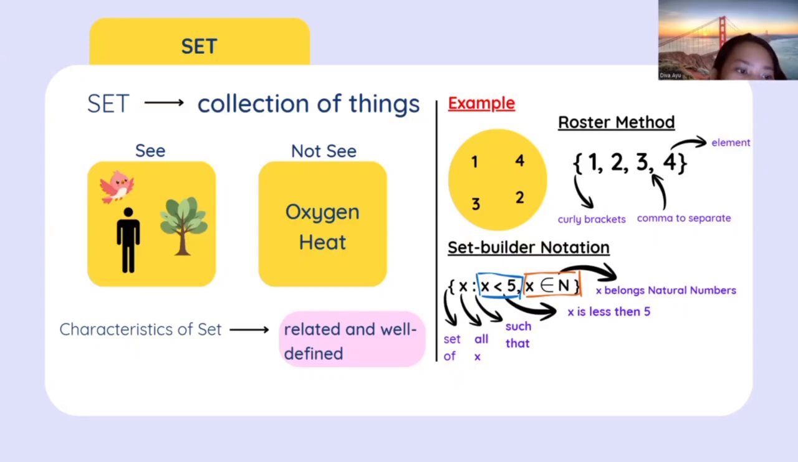The colon means such that. This is the first new thing we learn here. A colon means such that. So this part is read as the set of all x such that, which means that we have a few conditions coming up. Here we can see two conditions separated by a comma. This one and this one. The first condition is simple. It says x is less than 5.